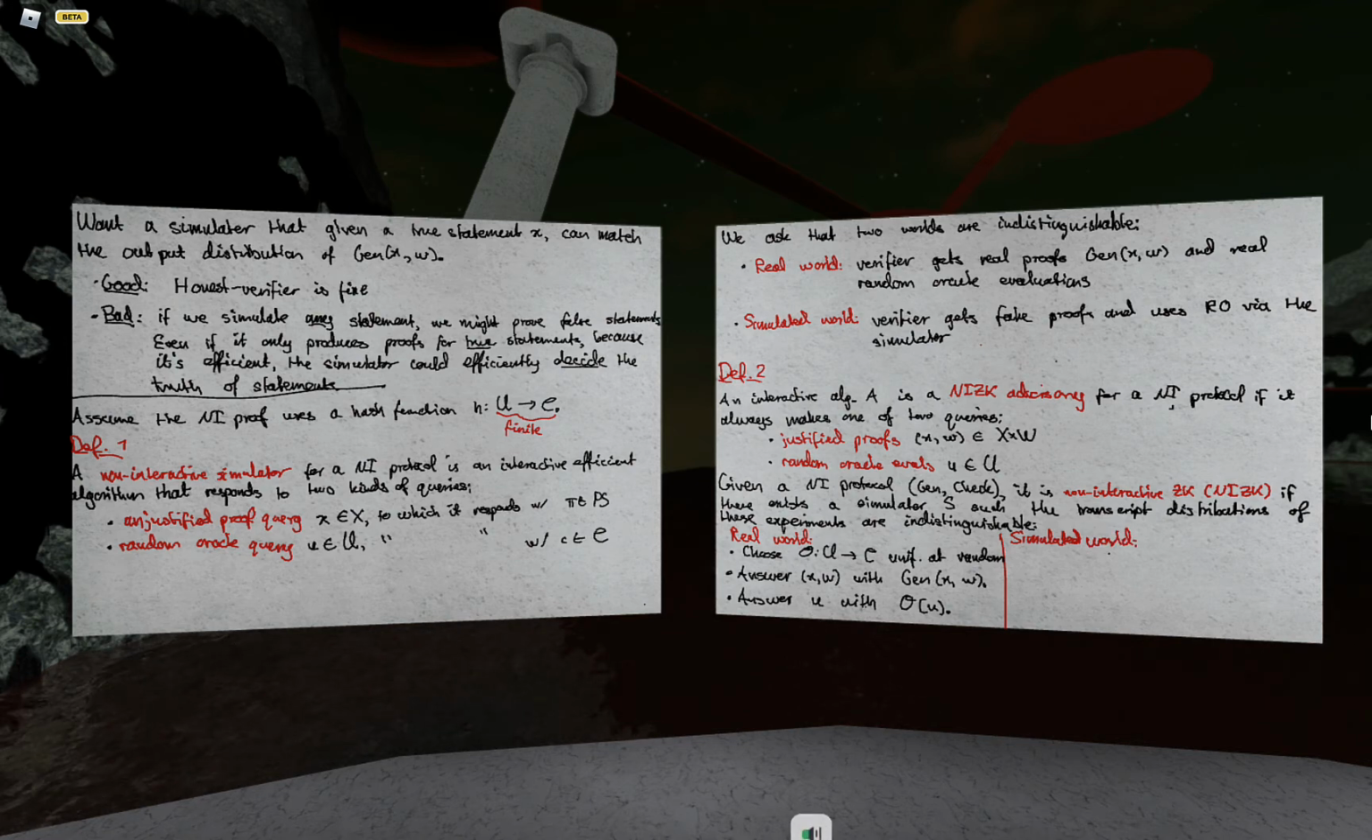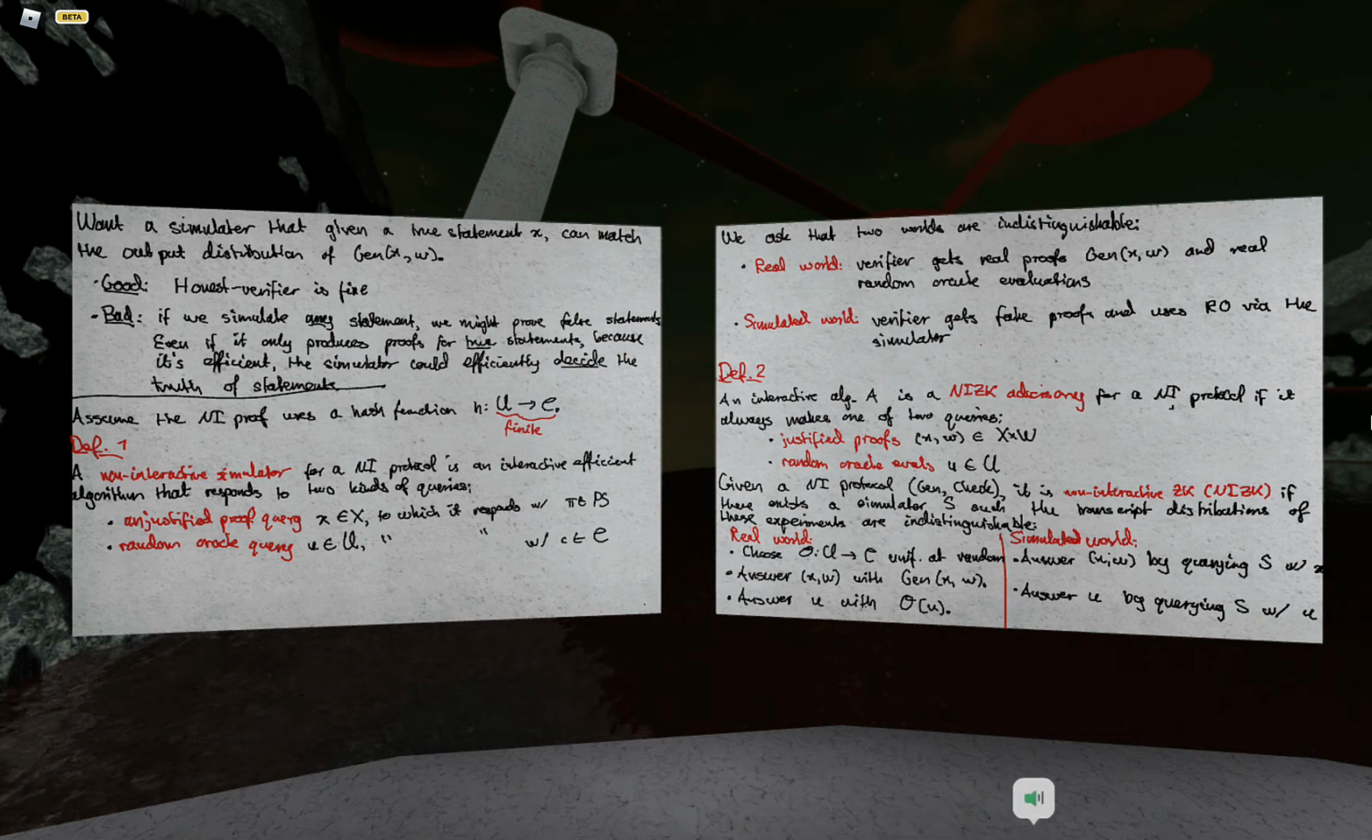Simulated world. We do not choose a random oracle function. We just answer xw by querying S with x. So the simulator does not get the witness, it just gets a statement, and it's going to produce a proof which we give to the adversary. And we answer u by querying S with u.